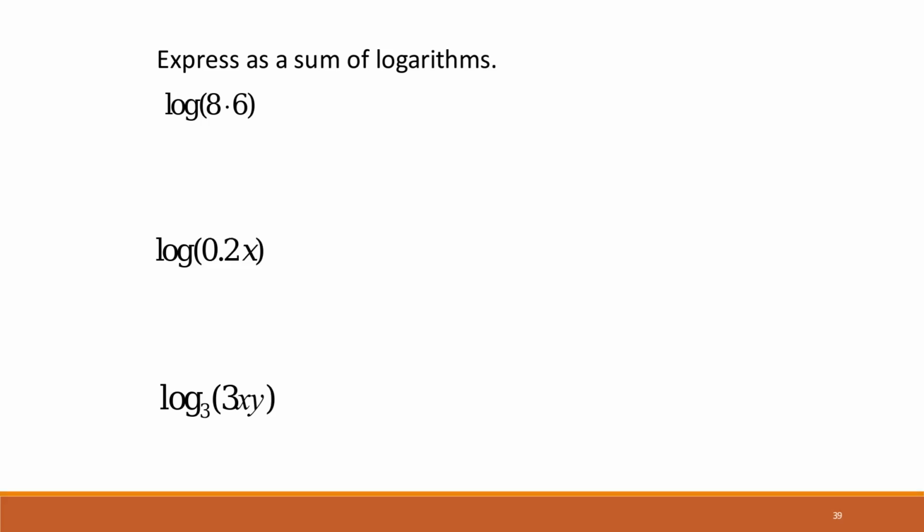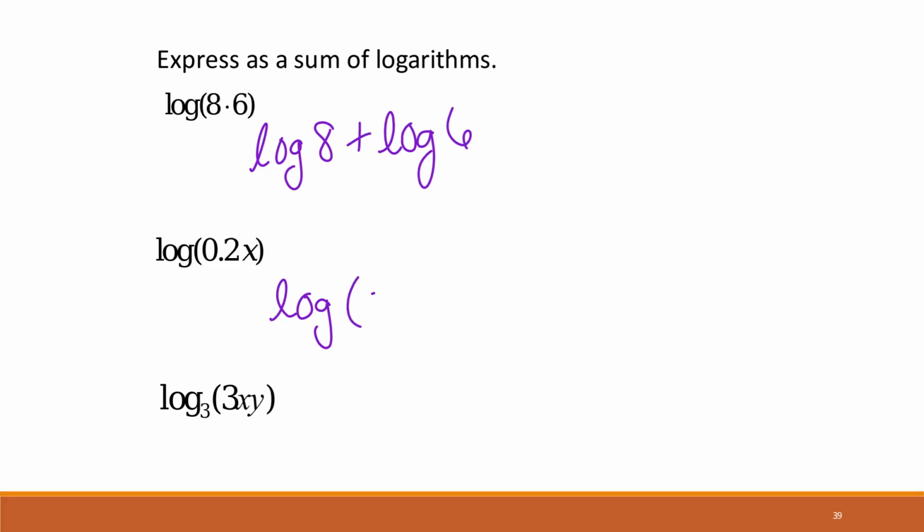So if I wanted log, and we know when the base is not written, it's the common log. So if we wanted log of 8 times 6, that means the operation we're doing is log of 8 plus log of 6. If we have log 0.2x, that means we're doing log of 0.2 plus log of x.